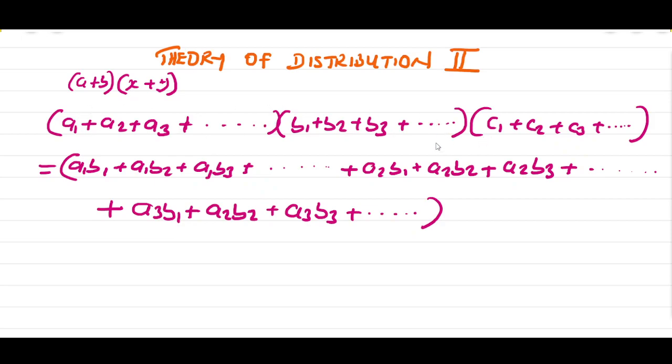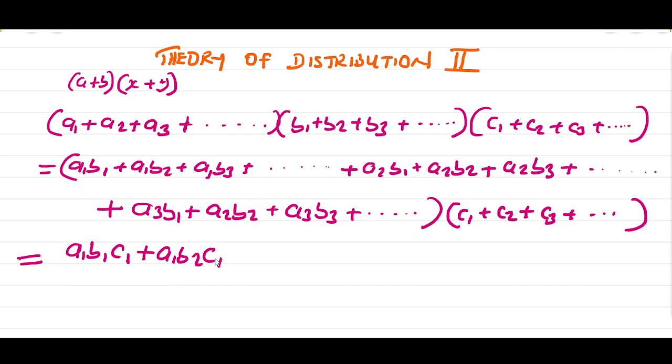Everything will multiply c1 plus c2 plus c3, up to any number of c's we have. So what we have is that for the c's here, we have to multiply every term here. So with c1 we have a1, b1, and then c1, and then we'll have a1, b2, and then c1. Then we will still have a1, b3, and then c1. After we get this partial product, the next thing is c1 has to multiply every term here.